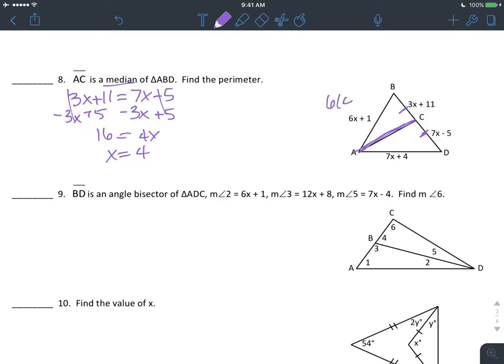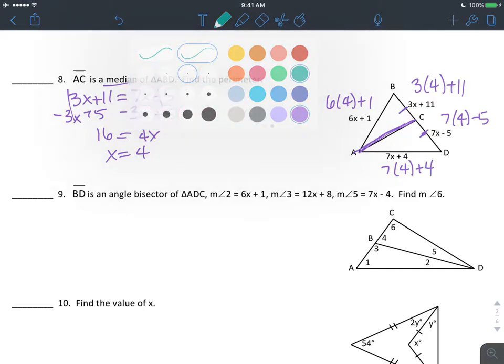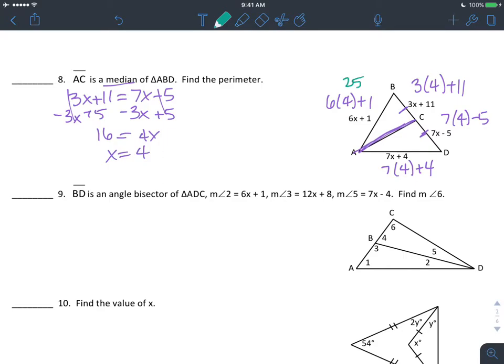So we're going to have 6 times 4 plus 1, 3 times 4 plus 11, 7 times 4 minus 5, and 7 times 4 plus 4. So all of those numbers, change colors here, we're going to have 25, 23, 23, and 32. So our total is going to come to 103. So our total perimeter is 103.